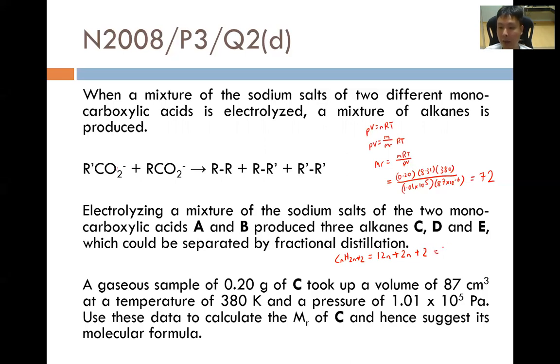Okay, if we set this equal to 72, then 14n will be equal to 70, and n will be equal to 5. So basically the molecular formula of the alkane will be C5H12. Again, if you're not familiar with this because you haven't done organic chemistry, alkanes, just don't worry too much about it, but just stick to the understanding of this part of how we can calculate the MR given the information of this alkane C.